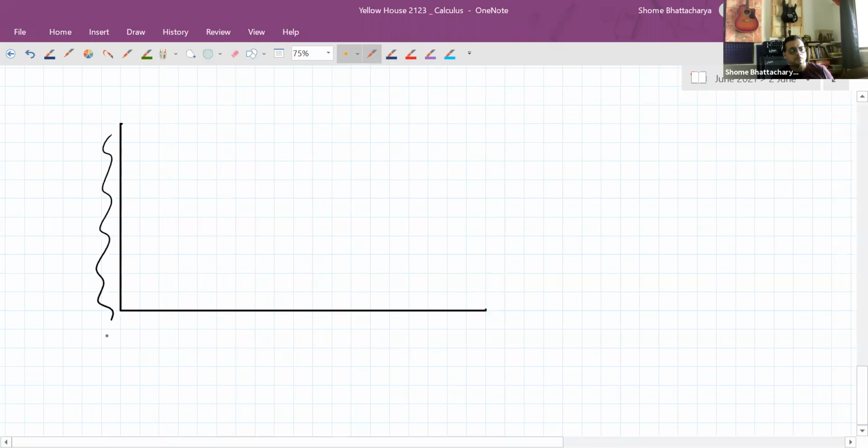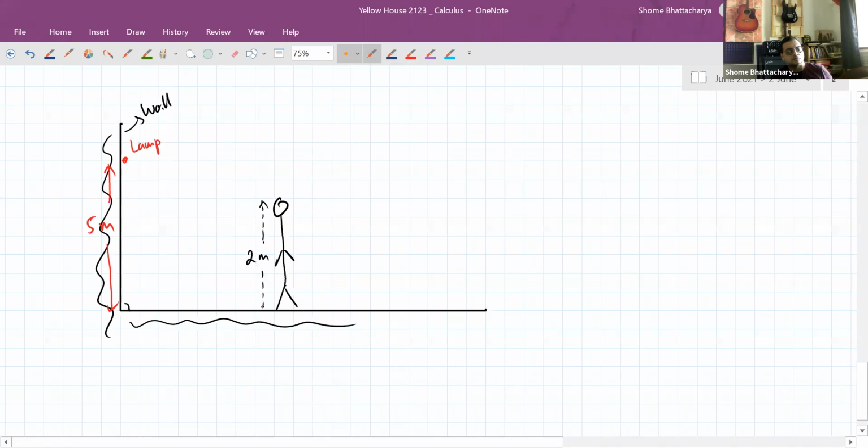So let's say this is the wall with the lamp attached somewhere here. So the lamp is at this height, which is 5 meters or 5 feet or whatever from the ground. Now, initially, the person is, let's say, over here. This is 2 meters. And the person is moving towards the wall.